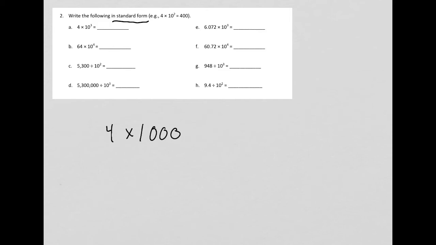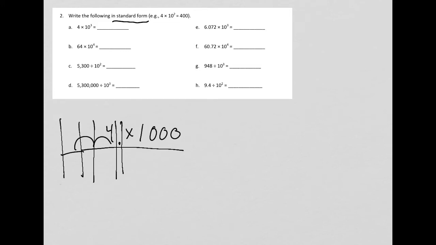If you need to draw a place value chart and think about 4 times 1,000 and how you're going to move 3 spaces, you can do that. But you end up with one more space. 4 times 1,000 is going to be 4,000. So you're looking at writing it in standard form.